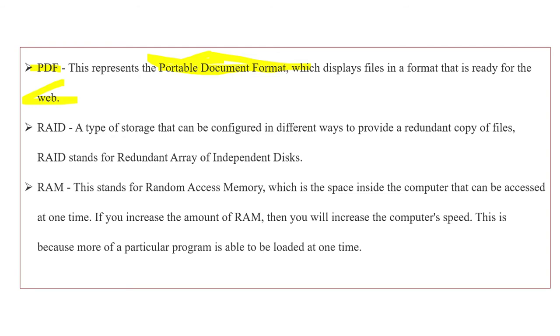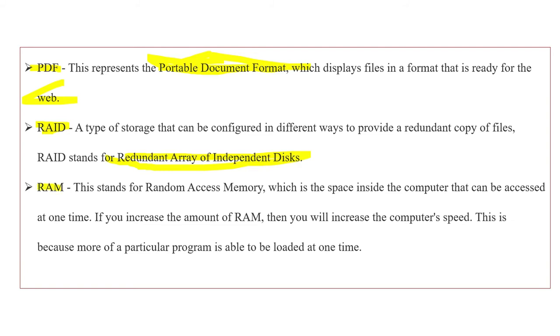Then we have RAID. It is a type of storage that can be configured in different ways to provide a redundant copy of files. So basically RAID is a type of storage, okay, and it stands for redundant array of independent disks. The full form of RAID is redundant array of independent disks, okay. You have to remember this. It is simply a type of storage used for storing the copy of files and all, okay, simple.